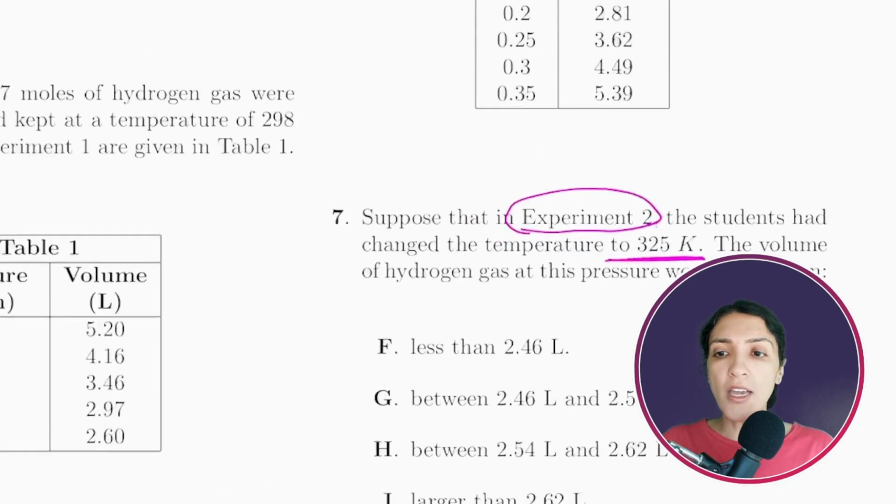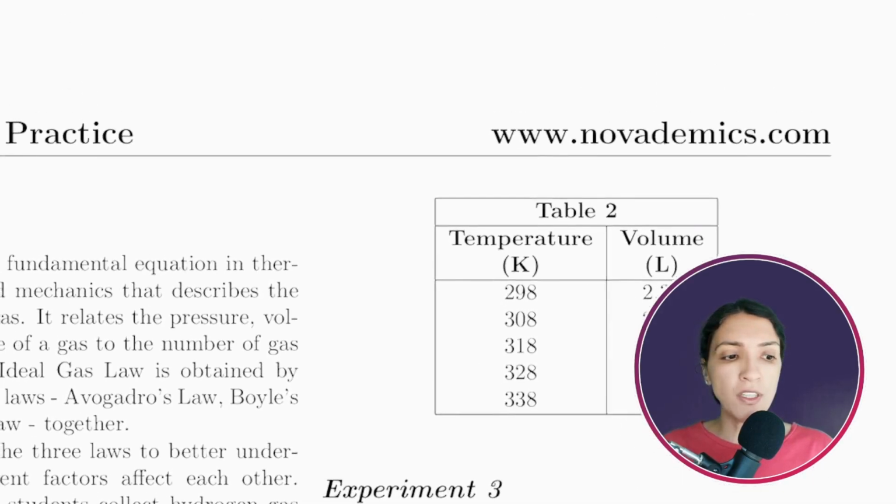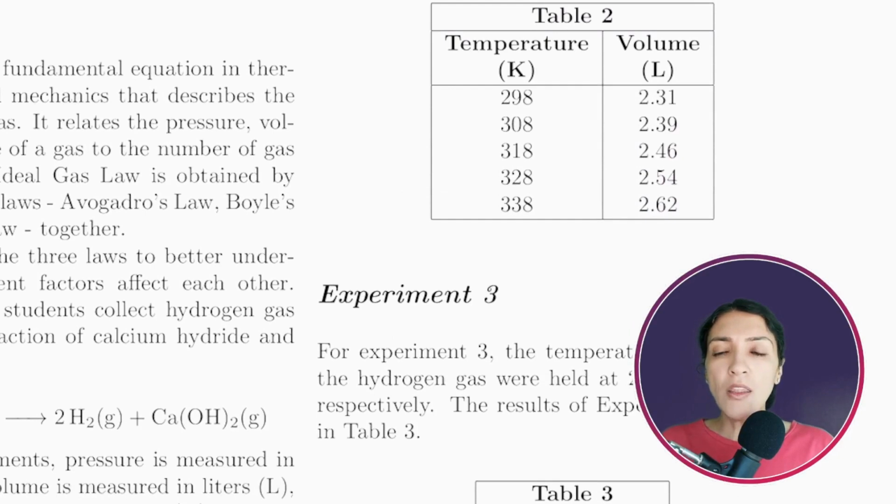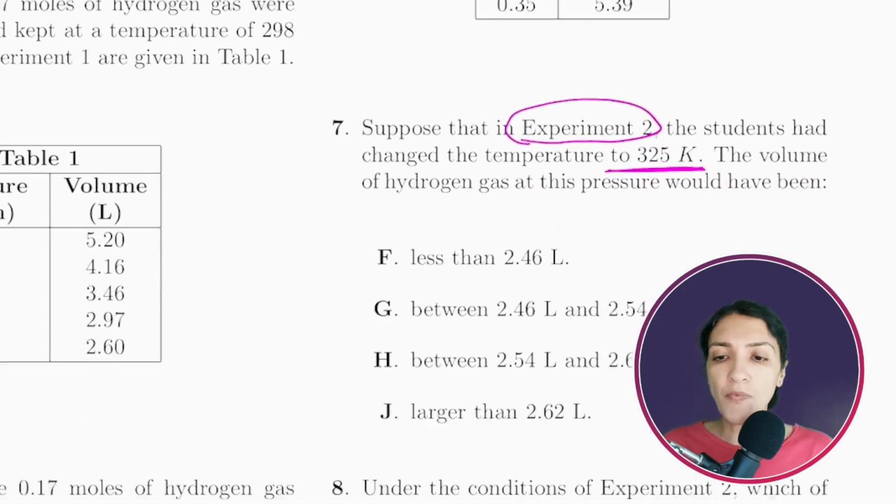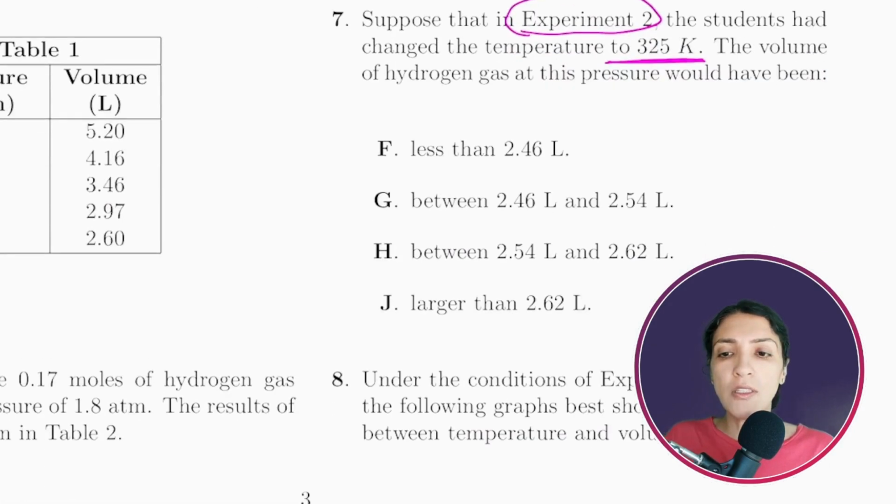So let's look at experiment 2, which gives us a table. And the temperature was 325 Kelvin. So, there's no 325. But 325 is between 318 and 328. So the volume would be between the corresponding volumes of those two temperatures. So it would be between 2.46 and 2.54, which would lead us to choice G.